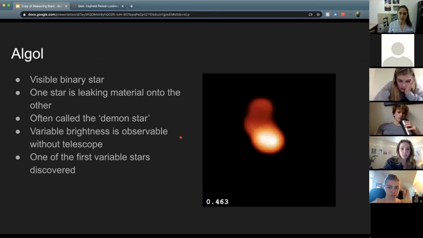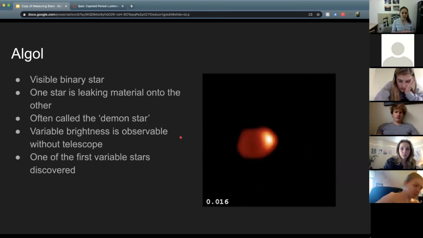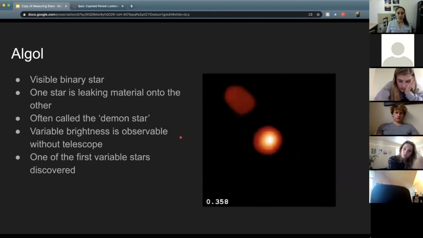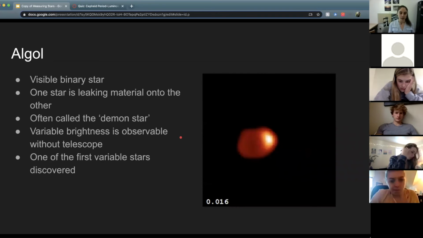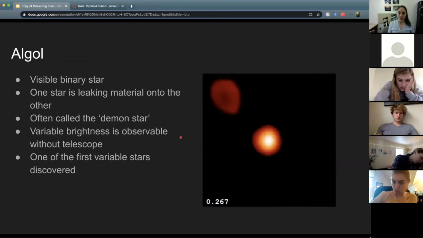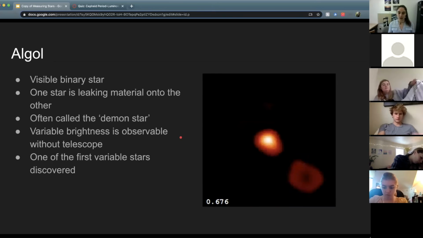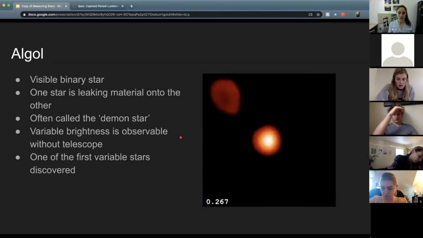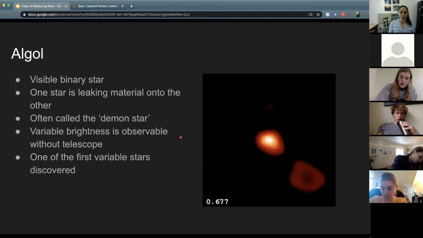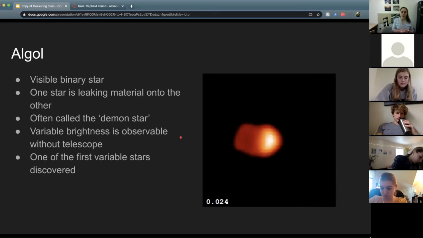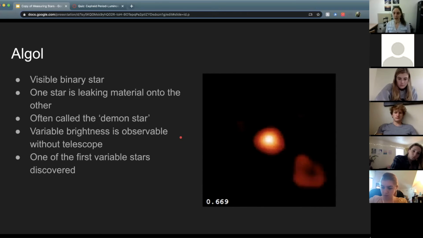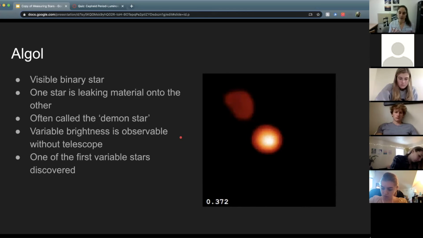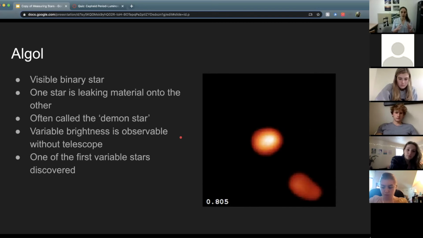As an example of a binary system, one of the first observed binary systems is Algol. And this is a binary system that is bright enough it can be seen by the naked eye, and you can sort of see it changing in brightness over time. And what's kind of cool about Algol is that one of the stars is actually leaking material onto the other, and that causes kind of funky changes in brightness over time, not just because the stars are blocking out each other as they orbit each other, but they actually are exchanging some mass.